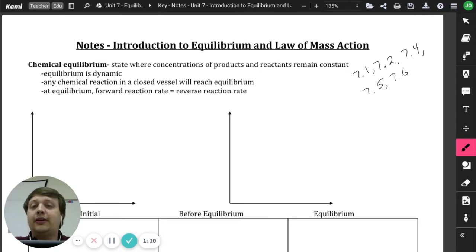And there's a couple of things to keep in mind when we're talking about chemical equilibrium. First off, it's dynamic. Second, any chemical reaction in a closed vessel will reach equilibrium. And third, at equilibrium, the forward reaction rate is going to equal the reverse reaction rate.